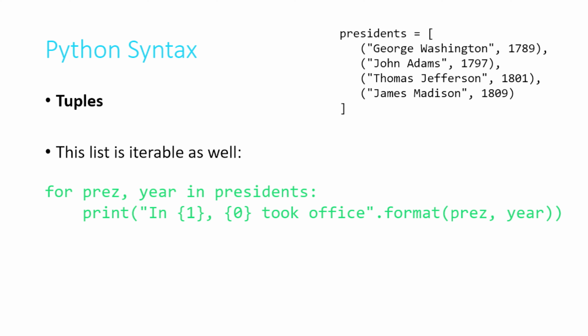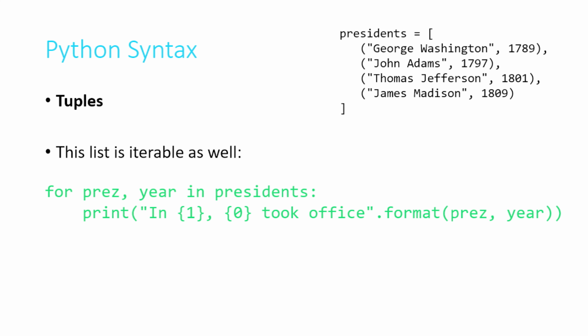I have a set of 4 tuples where each is arranged pres, comma, year. Then I'm doing something weird. Print in square bracket, in curly brackets 1, curly bracket 0 took office, dot format pres year. What is happening? This is actually just how the print function in Python does what printf does in C.